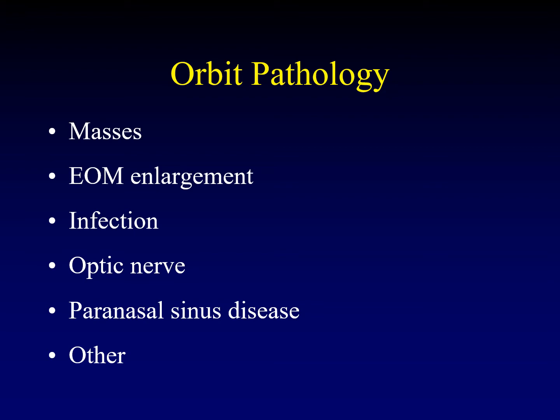So we'll talk about masses, we'll talk about the extraocular muscles, some on infection. The optic nerve, of course, deserves a little bit of time unto itself. And we'll talk about nearby pathologies such as paranasal sinus disease that might secondarily affect the orbit. And I've reserved the other category in case I think of anything else after we're done.